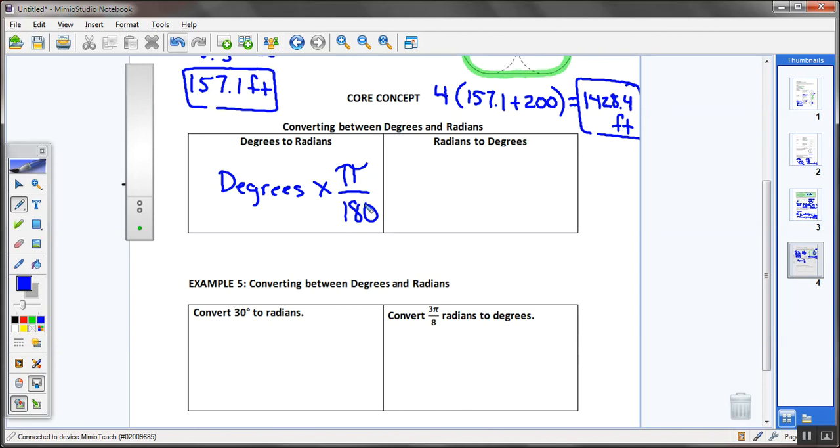Okay? So if going from degrees to radians meant multiply by pi over 180, what do you think the opposite is to go from radians to degrees? Instead of multiplying by pi over 180, what do you think? 180 over pi. Yep, reciprocate. So if you start with radians, to turn that to degrees, you're going to take your radian measure times 180 over what? Pi. Okay, let's see how this looks.